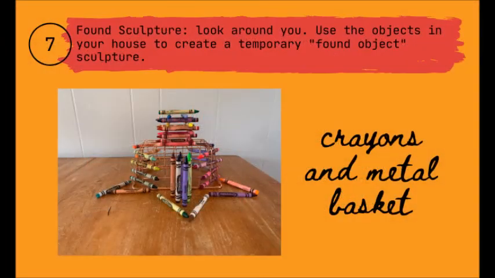Activity number 7 is creating a found sculpture. Basically just look around your house, and use the objects in your house to create a temporary found object sculpture. I think this is especially fun for kids. They could do it with their toys, anything like that, and it's just a practice of collecting things and arranging them in a way that you could see as an artwork.